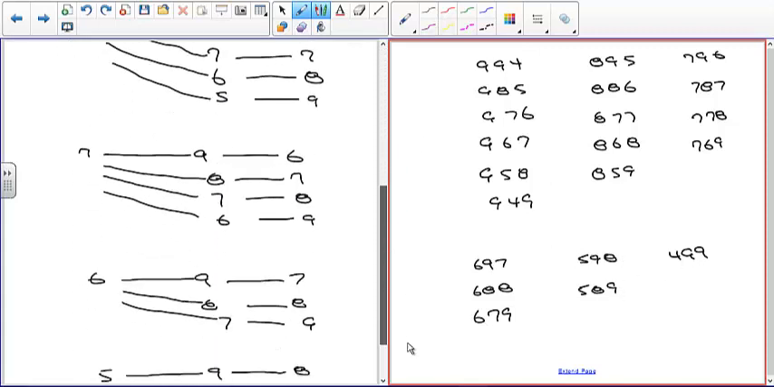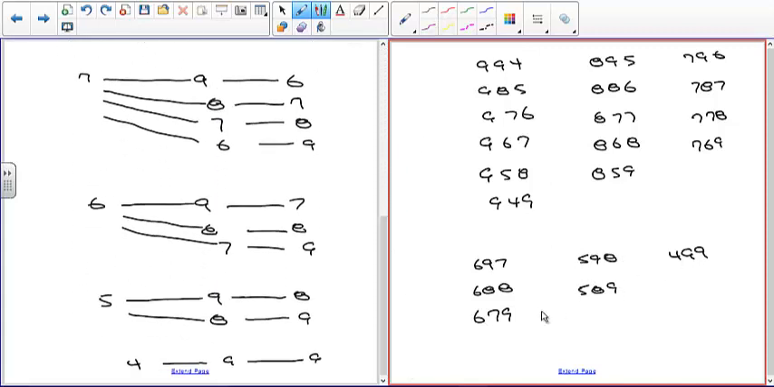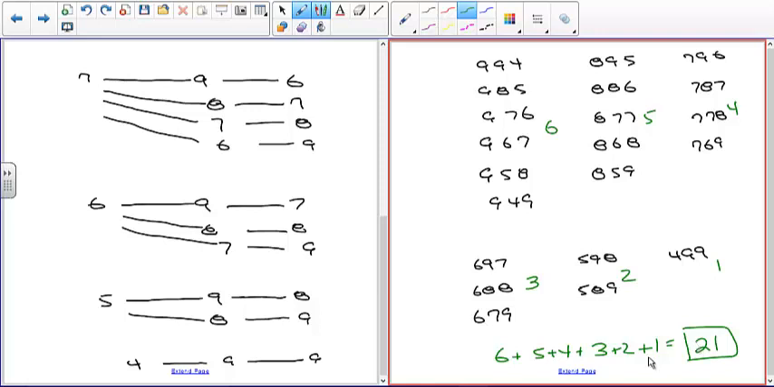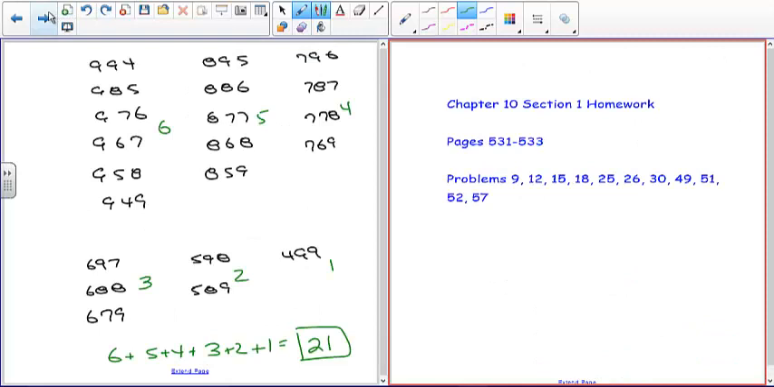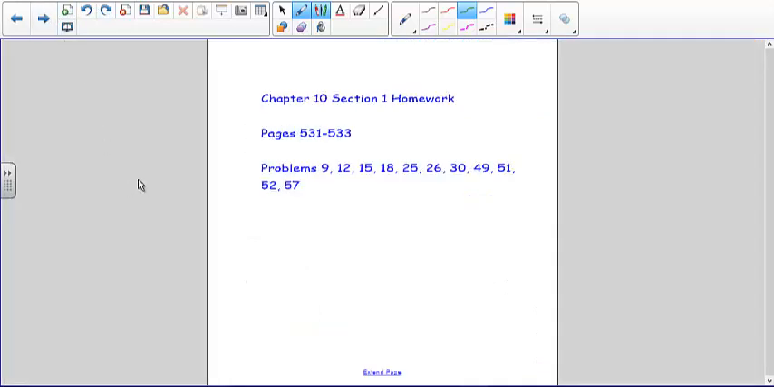I didn't scroll down because once I came up with this pattern, I kind of knew what to do. So I've got 6 here, 5 there, 4 there, 3, 2, 1. So the answer to this question is you add these numbers together. So that's 11, 15, 18, 20, 21. So there are 21 different 3-digit numbers whose digits add up to be 22. And there's your homework assignment for section 1.